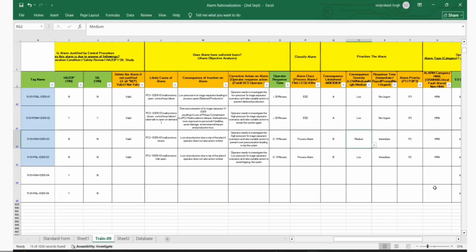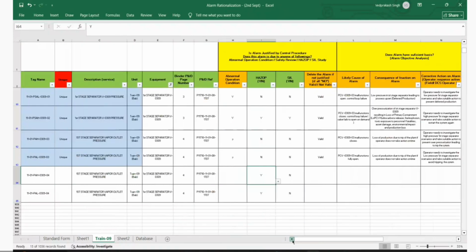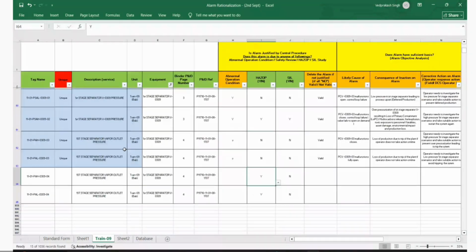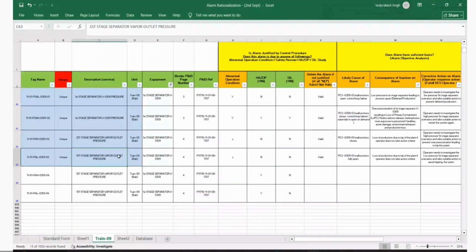Yeah, P1, because high pressure is related to the LOPC, no? So that is why. So we have seen this one. But Chairman, this first stage separator, right? The cause of overpressurization here would be from the slug catcher, right? And the slug catcher and first stage separator have the same design pressure. So there's no chance of overpressurization here.